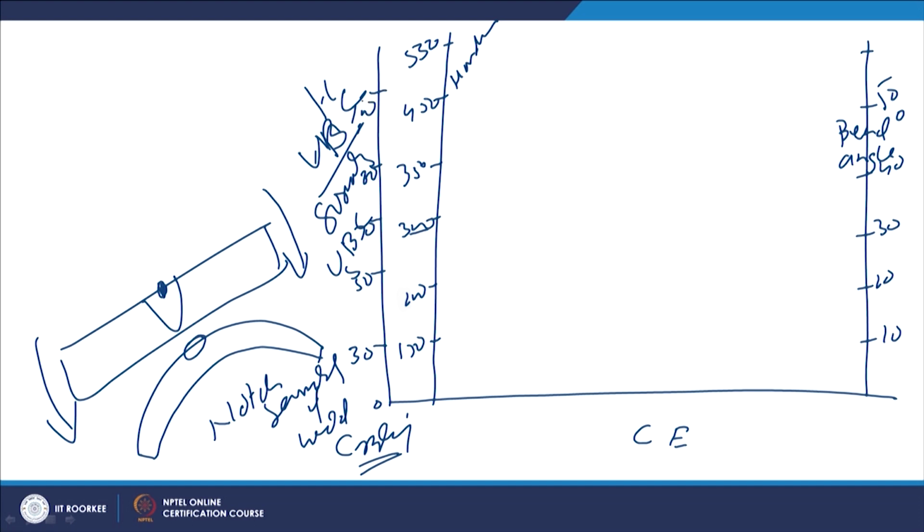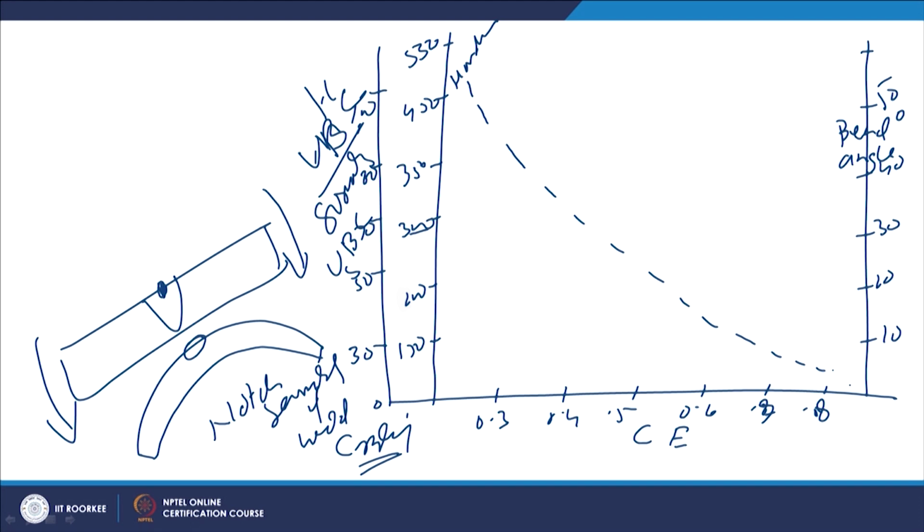The last scale, and if we notice, this underbead cracking sensitivity will be for the various carbon equivalent values, say 0.3, 0.4, 0.5, 0.6, 0.7, 0.8. And then we notice that with the increase of the carbon equivalent, the bend angle corresponding to the growth of the crack during the notch face bend test will be decreasing, which means the cracking sensitivity of the weld metal is increasing with the increase of the carbon equivalent for the carbon steel.